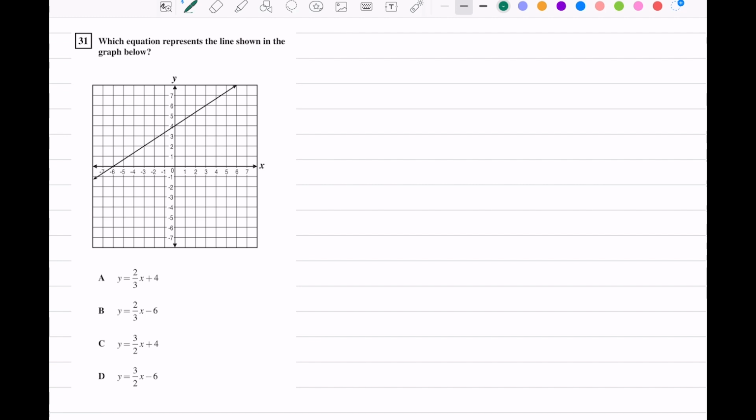Which equation represents the line shown in the graph below? Each of our options is in the form y equals mx plus b. So we need to find our m and b. Looking at our graph, the line crosses the y-axis at 4. So our b is 4. And now we need to find our slope. Let's pick another point.